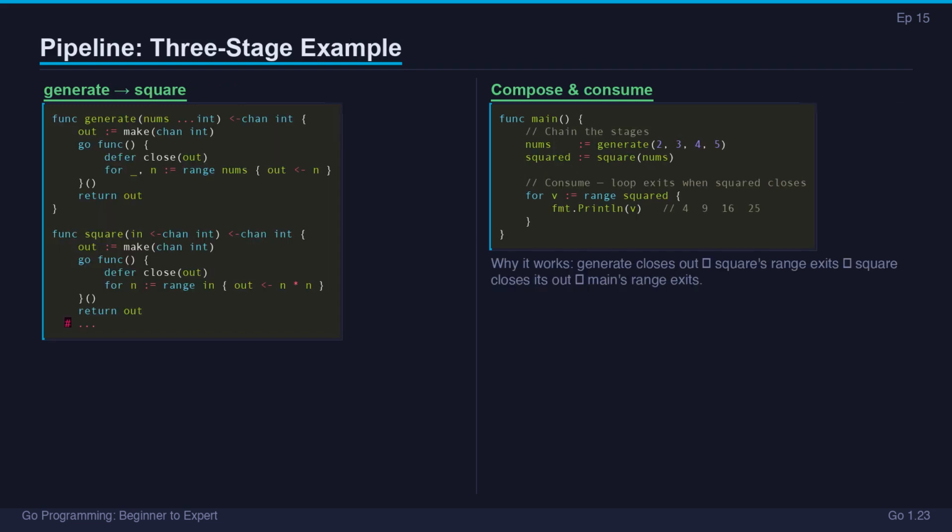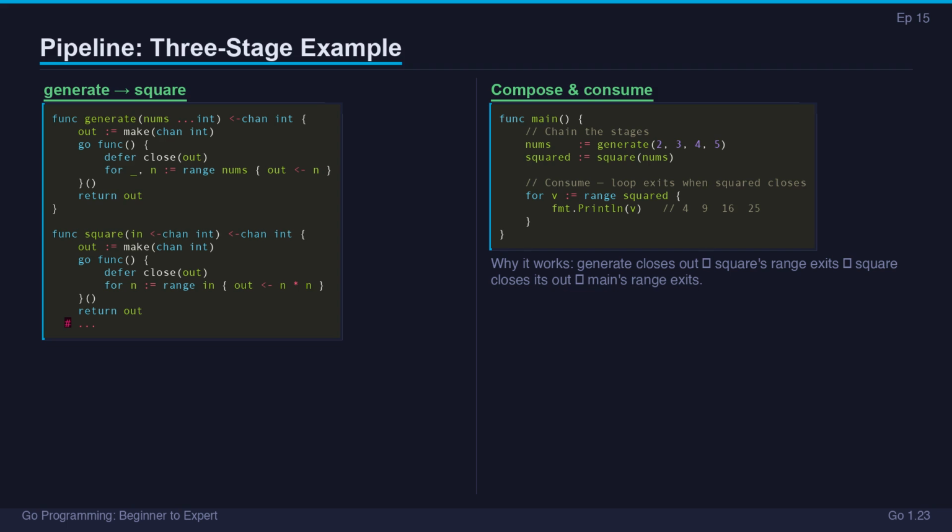Here's a concrete 3-stage pipeline. Generate takes variadic ints, creates an unbuffered channel, launches a goroutine that sends each number and then closes the channel via defer, and returns a receive-only handle to the caller. The goroutine is the stage.